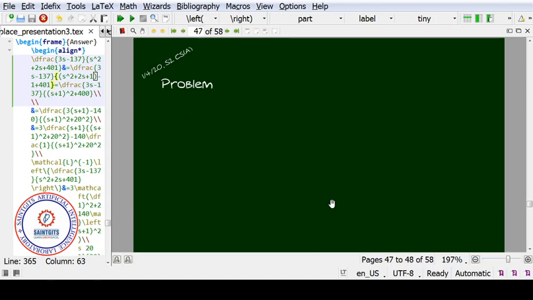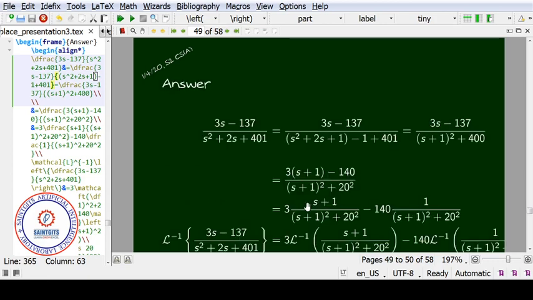Now we consider a more complicated problem. So the problem is like this: find the inverse Laplace transform of (3s minus 137) divided by (s square plus 2s plus 401). See, note that we can apply term by term division, but the denominator is not a perfect square. So we try to make the denominator a perfect square, then apply term by term division, then apply the standard results in L inverse.